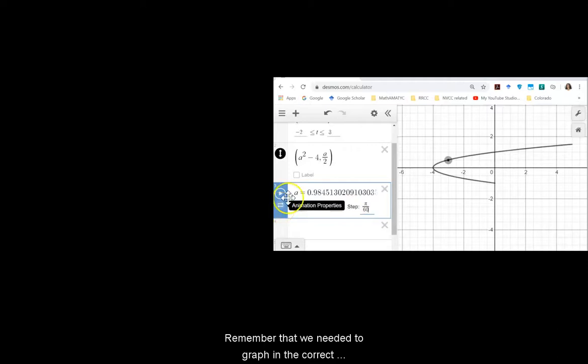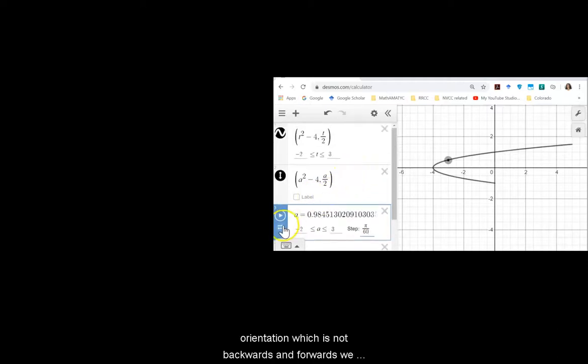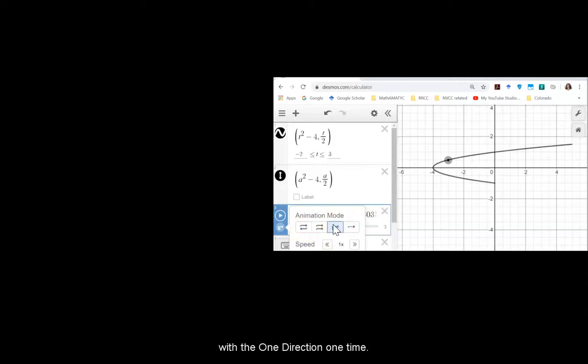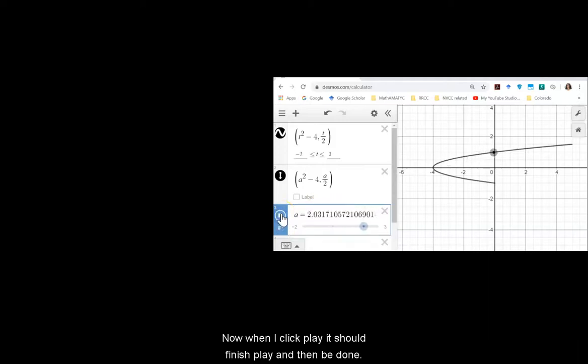Remember that we need it to graph in the correct orientation, which is not backwards and forwards. We need to get rid of the double direction arrow and replace it with the one direction one time arrow. Now when I click play, it should finish playing and then be done. When I click play again, it will start at the beginning and then it will play one time in the correct orientation. Be sure that you add the arrows onto the graph as they should appear to indicate the orientation.